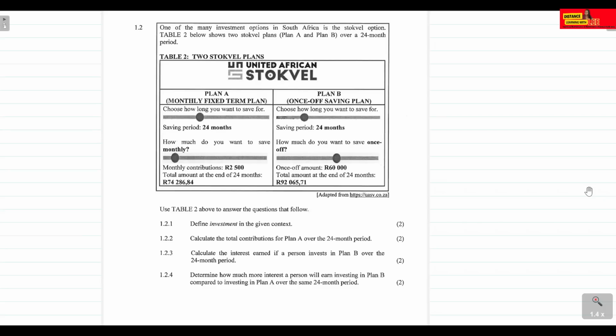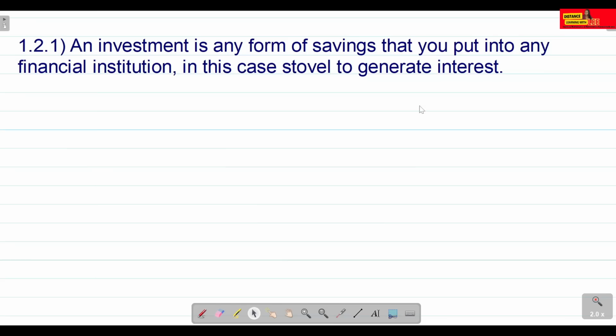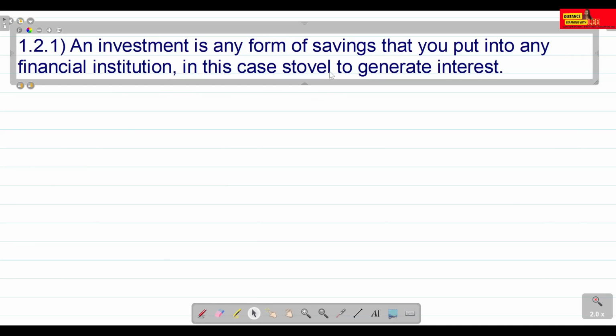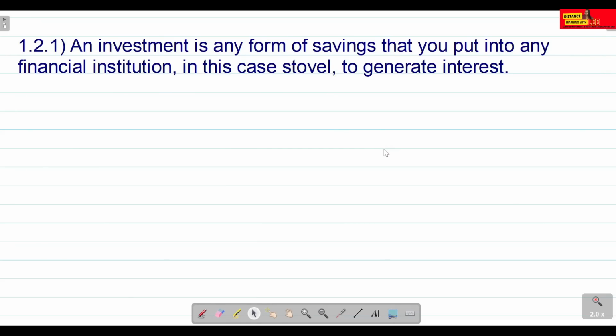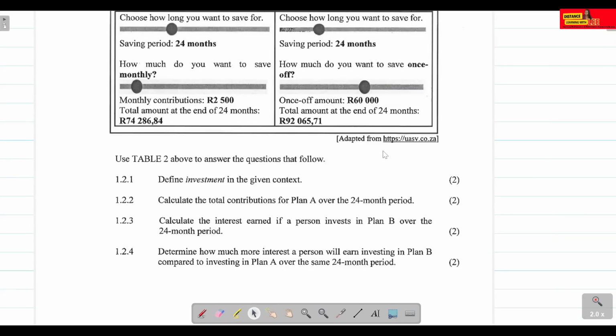So all the time when they ask you to define something in the given context, try to look at the scenario. What is the scenario that is given to you? And then try to implement that into your definition. So let's just write that down. An investment is any form of savings that you put into any financial institution, in this case, stokvel, to generate interest. Let's have a look at the next question.